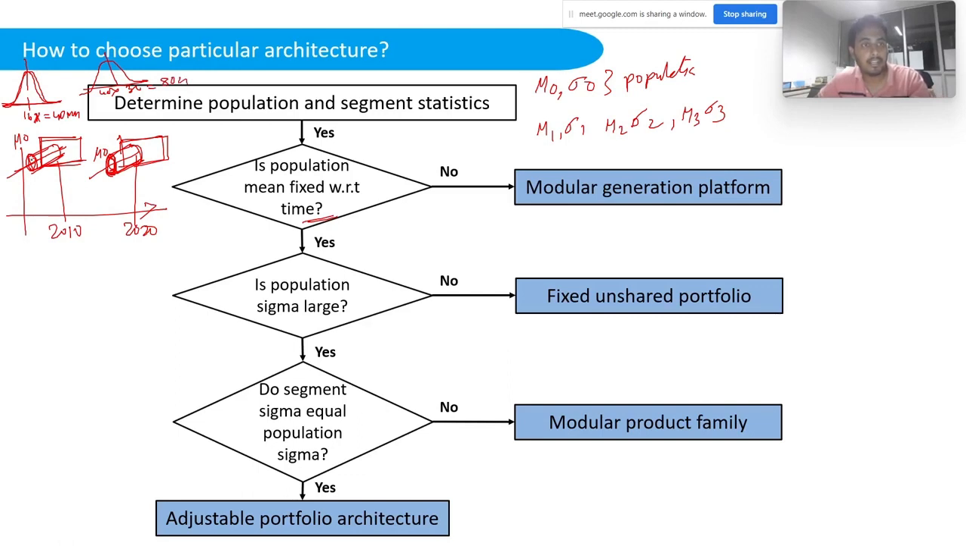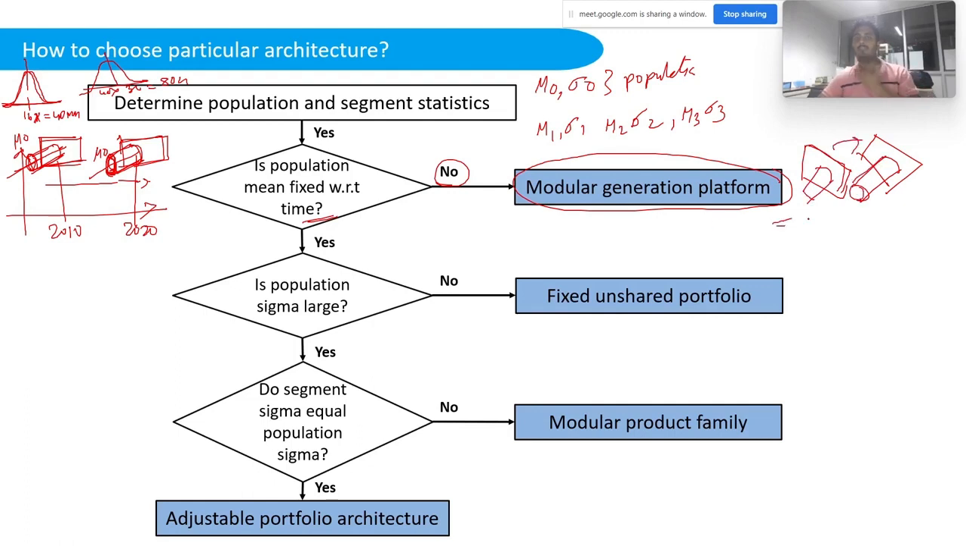Since there is a change in the particular need over time, the answer to whether the population mean is fixed with respect to time is no. It is changing. That means you will now go for a modular generation platform. In the case of a camera, that's how you go for a new generation camera: all the rest of the things are the same except the lens is different. This is what we call the modular generation platform architecture. Clear?